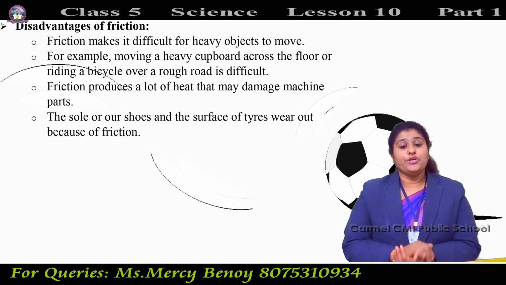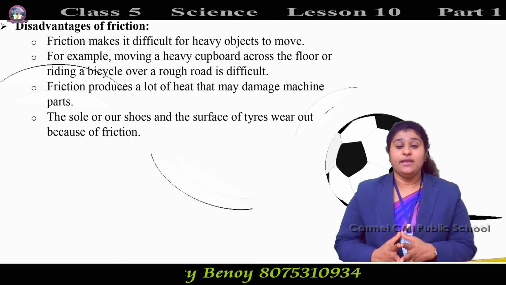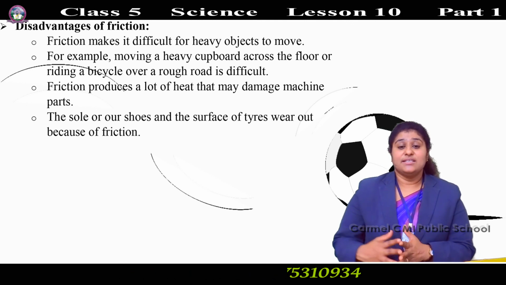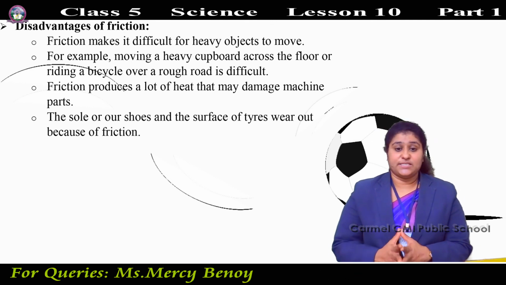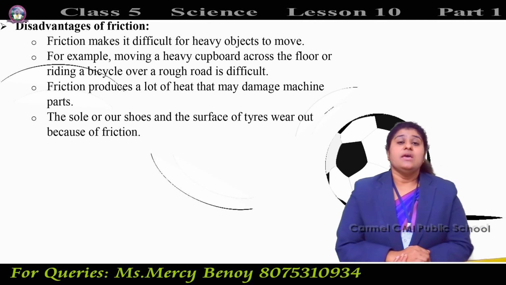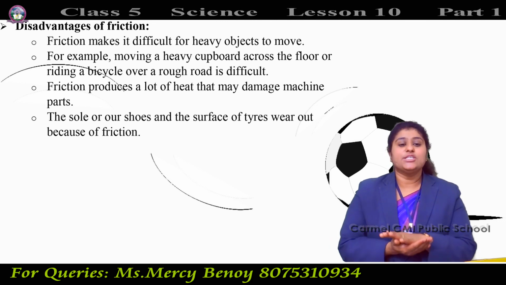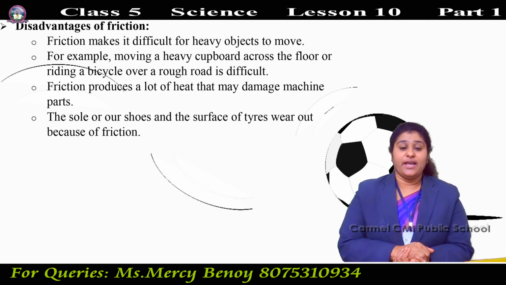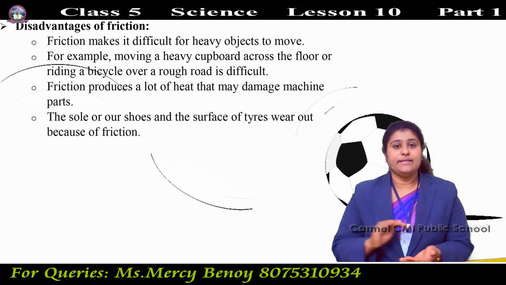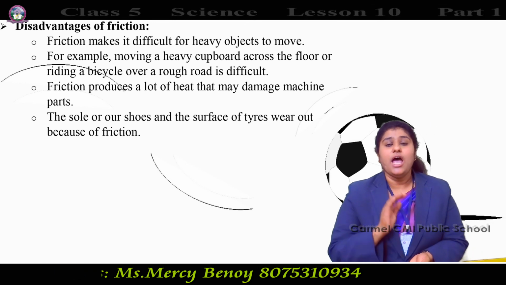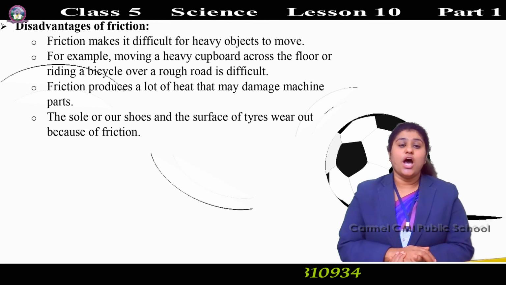Then friction produces a lot of heat. We have already seen that one. Friction produces a lot of heat, and sometimes that damages the parts of machines. Then the sole of our shoe, our shoes have soles, no? That sole and the surface of the tire wear out because of friction. They get damaged because of the friction. So these are the different disadvantages of friction.